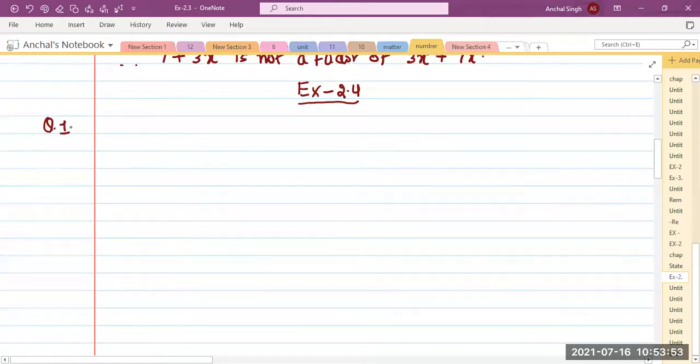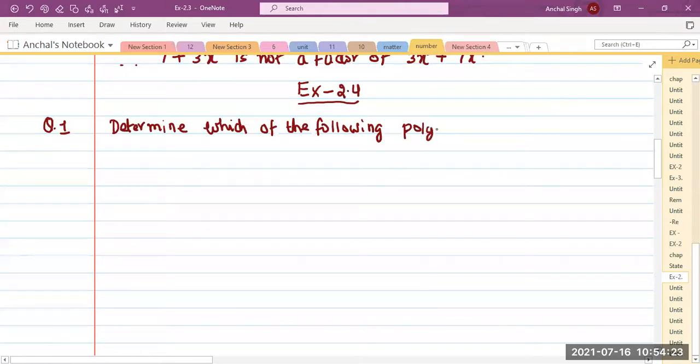Exercise 2.4. Question number 1. Question number 1 is determine which of the following polynomials has x plus 1 a factor. I'm writing the question: determine which of the following polynomials has x plus 1 a factor. Okay, so this is the question.